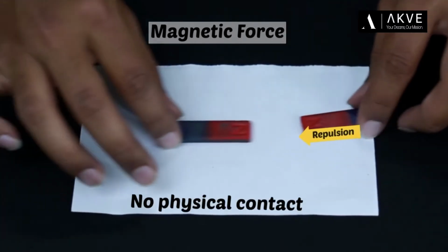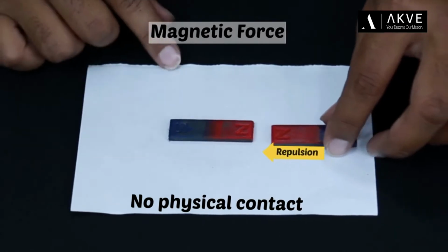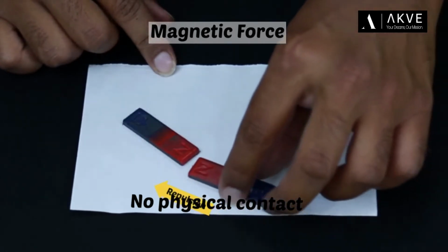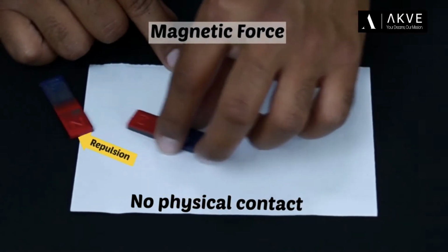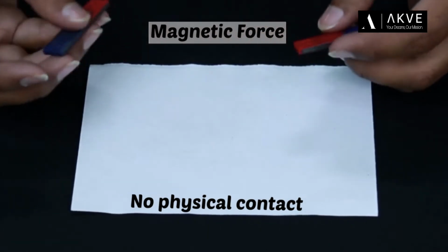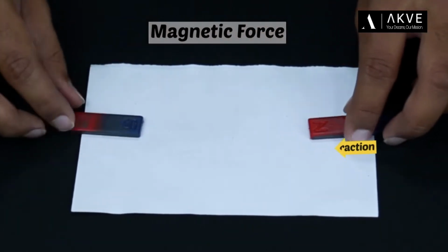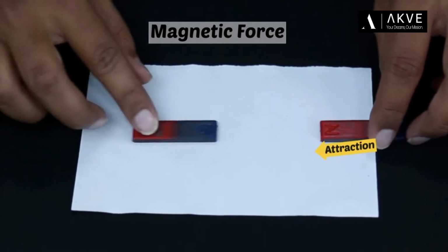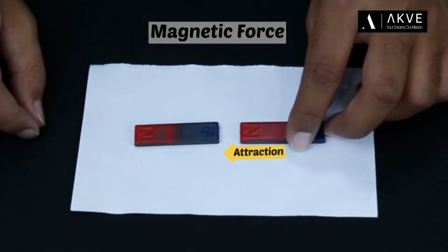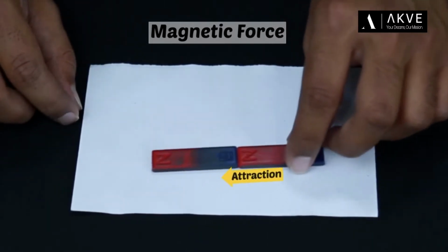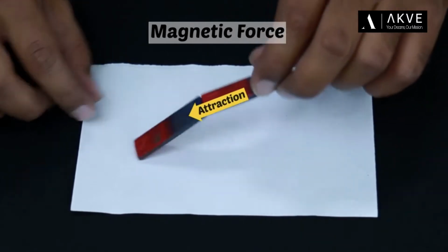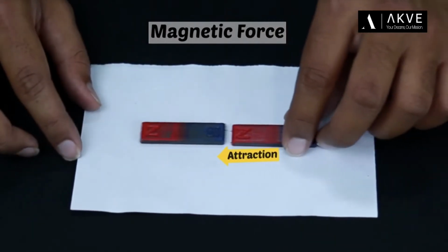So each time we move a magnet, the other moves automatically without any physical contact due to the non-contact magnetic force acting on it. Same is the case with attraction as well. When the unlike poles are brought close to each other, the magnets attract. Here also, we have a non-contact force acting.